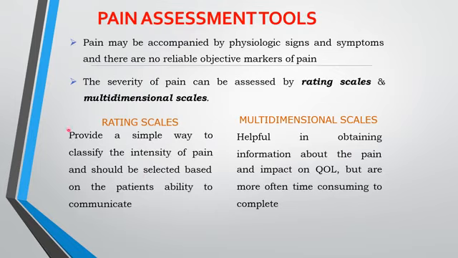And pain assessment tools. So how to assess the pain? We have some tools. Pain may be accompanied by physiological signs and symptoms, and there are no reliable objective markers of pain. So it can be assessed by rating scales and multidimensional scales. So we will see the rating scales present for pain. Rating scales provide a simple way to classify the intensity of pain and should be selected based on the patient's ability to communicate. And multidimensional scales help in obtaining information about the pain and its impact on quality of life, but are more often time consuming to complete. So the most commonly accepted are the rating scales.